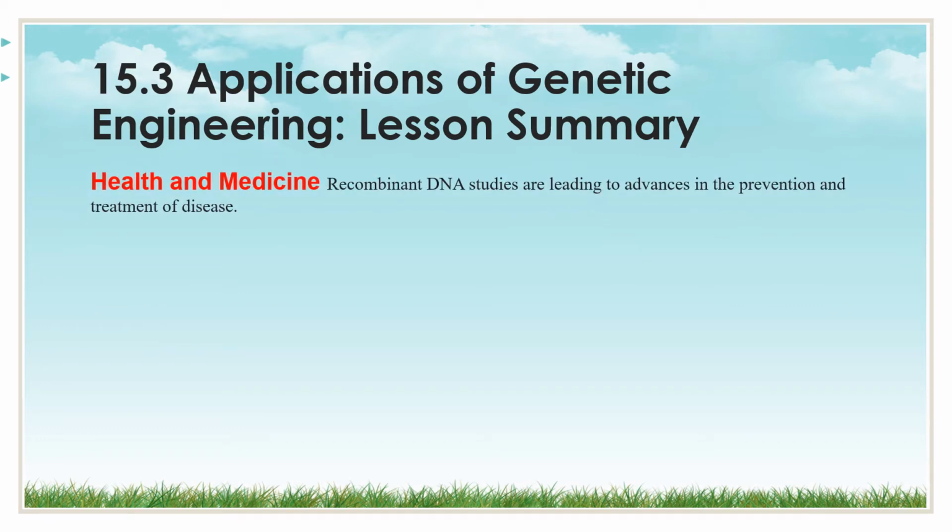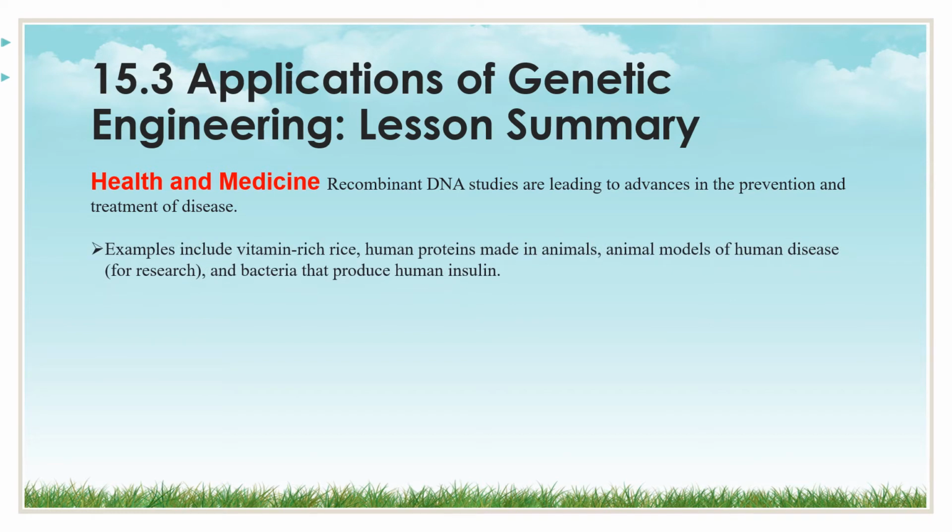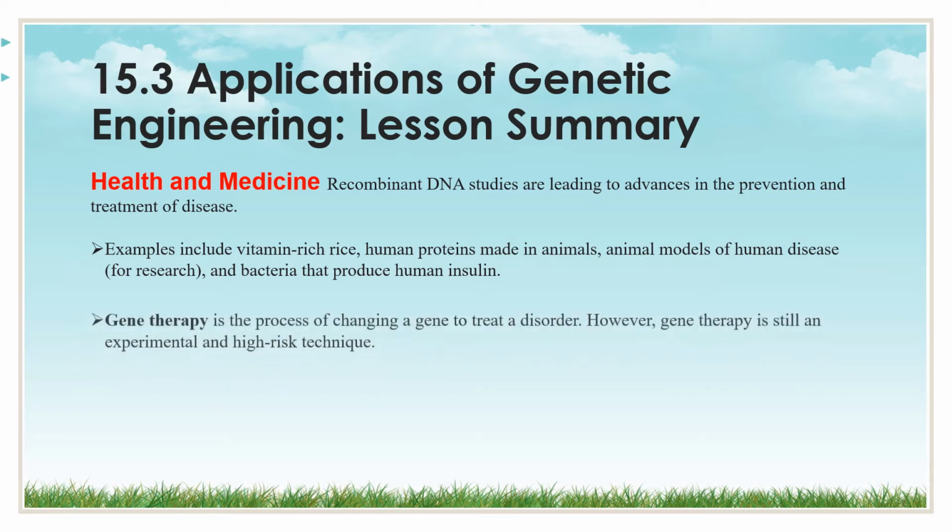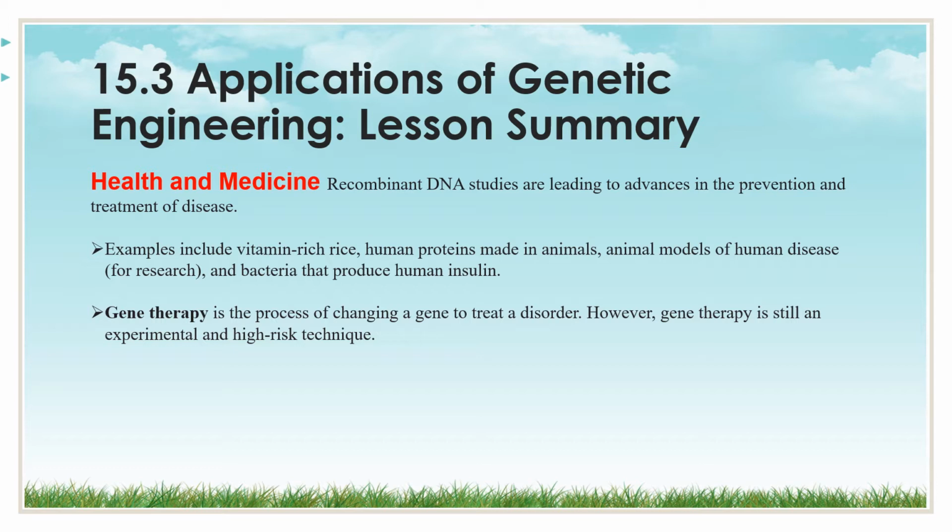In health and medicine, recombinant DNA studies are leading to advances in the prevention and treatment of disease. Examples include vitamin-rich rice, human proteins made in animals, models of human disease for research, and bacteria that produce human insulin. Gene therapy is the process of changing a gene to treat a disorder. However, gene therapy is still an experimental and high-risk technique.